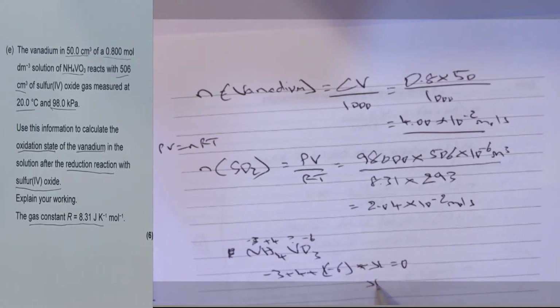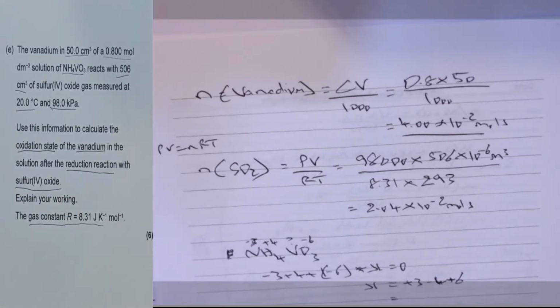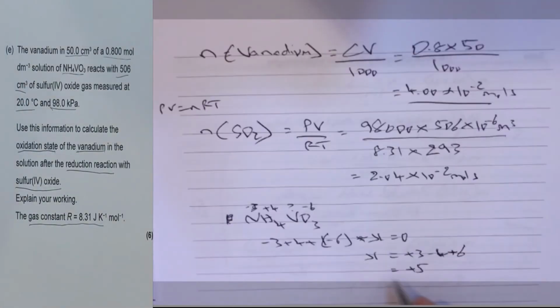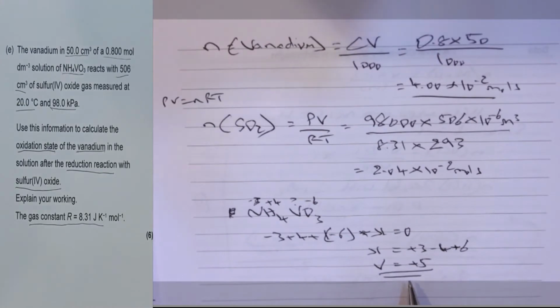Okay, and then of course X equals, so I'm going to bring that across, +3 -4 +6. Could have added it all together here, but never mind. So +3 -4 plus 6, so that's 6, 7, 8, 9. 9 minus 4 is +5, so it's +5. So the oxidation state of vanadium is +5. Okay, we will need to know that later.